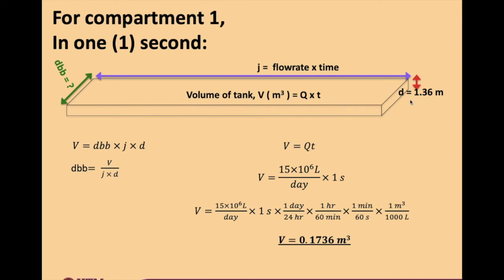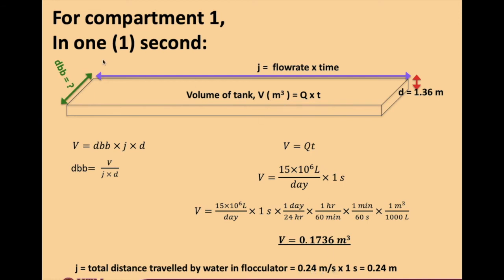So the depth is there, 1.36. So it's a matter of finding out your J. J is the flow rate, 0.24 meter per second. Since we are assuming 1 second, it's very simple, so J is only 0.24 meter. And that is the reason for me to assume my time is 1 second.